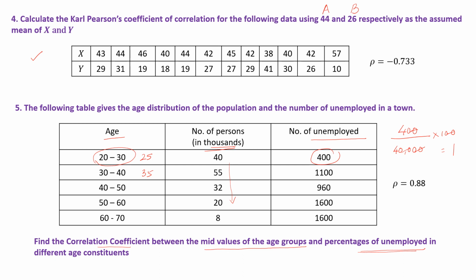So the values that you take for y have to be the percentage of the unemployed, as we did in problem number 4. Kindly work out to check whether you get the value of rho as specified here as an answer. So these are the 5 questions for you to do as homework.